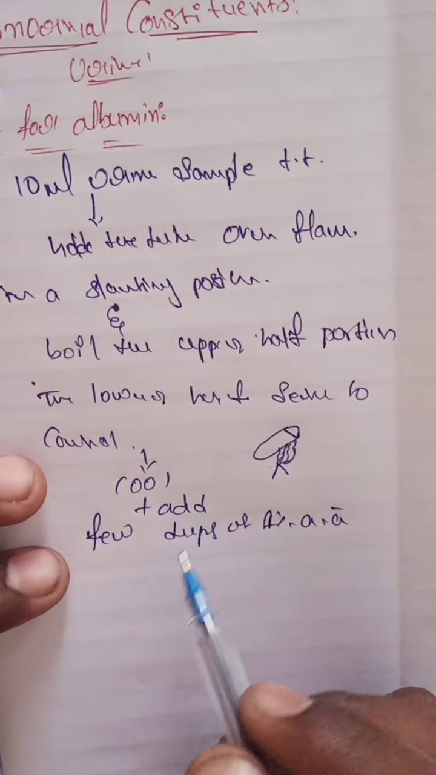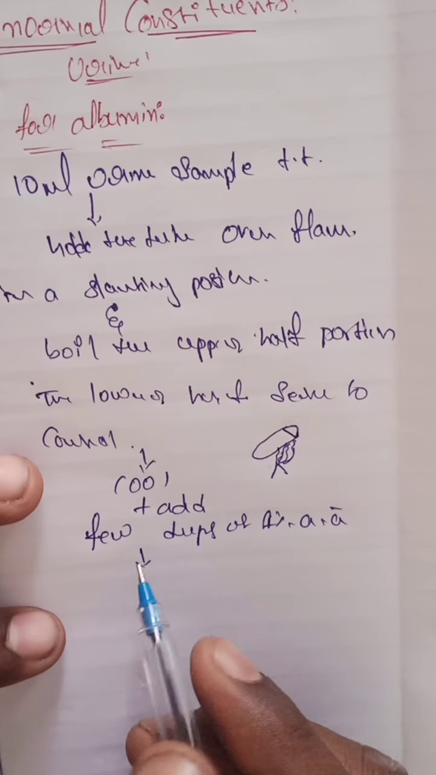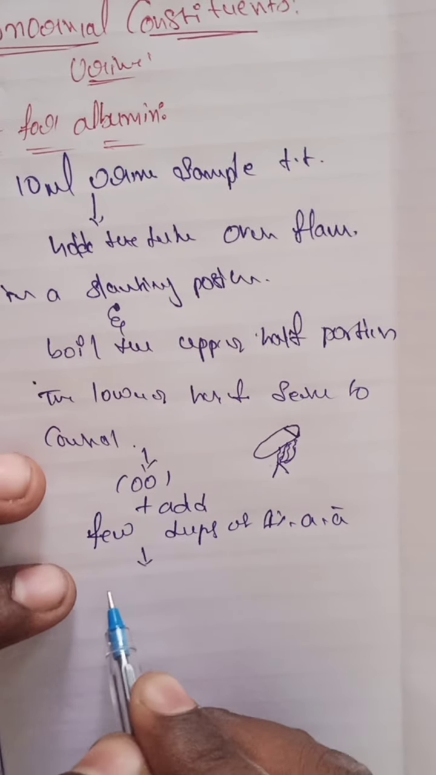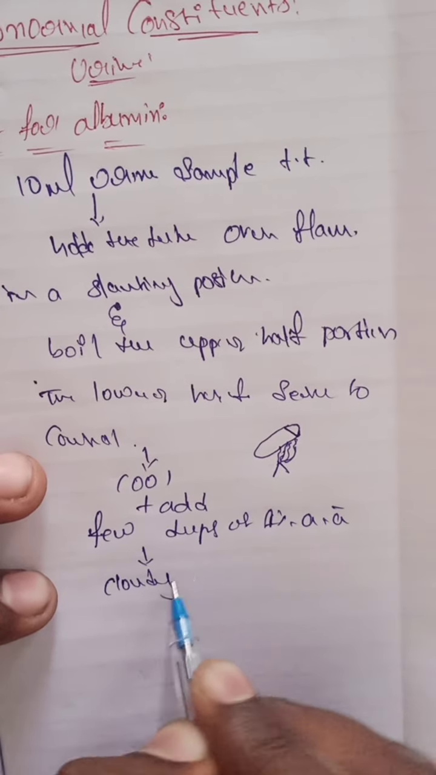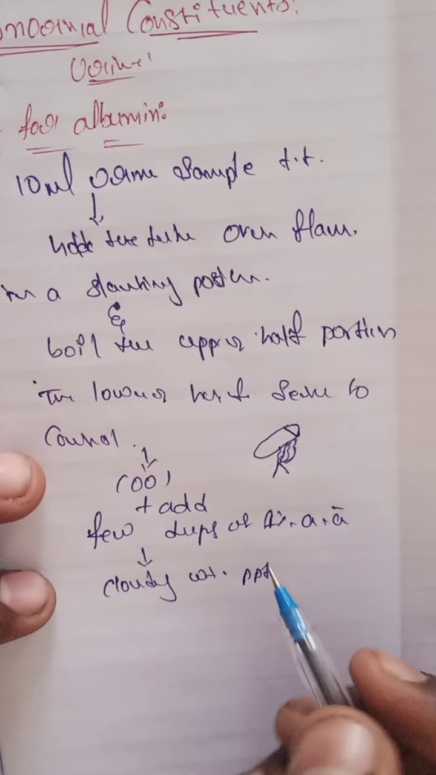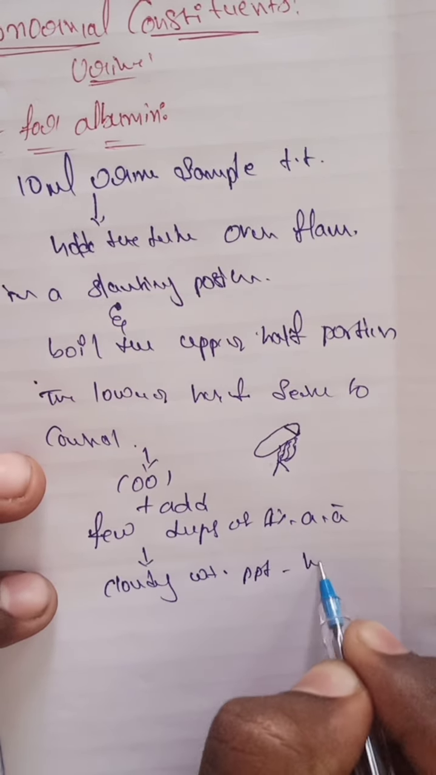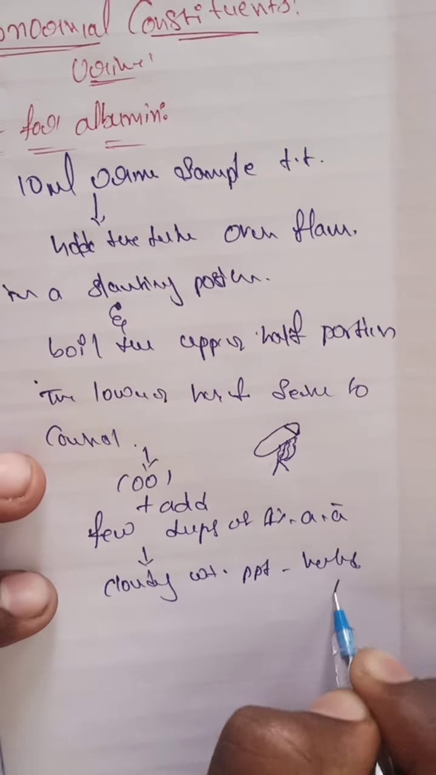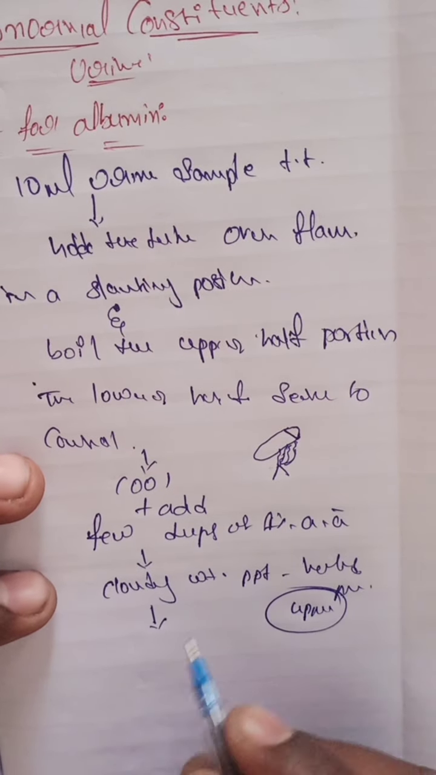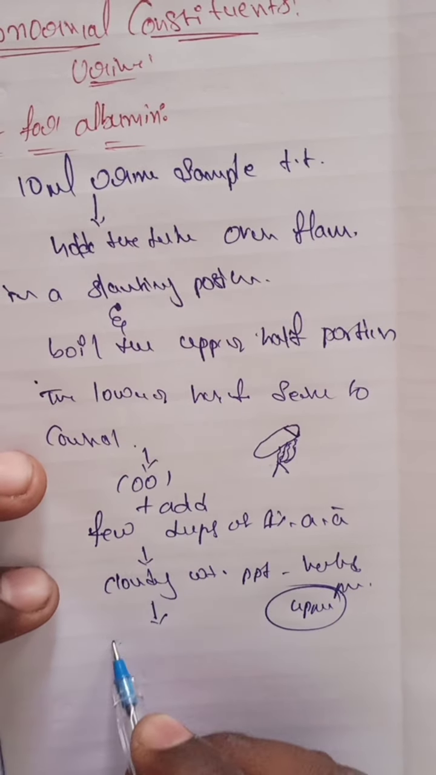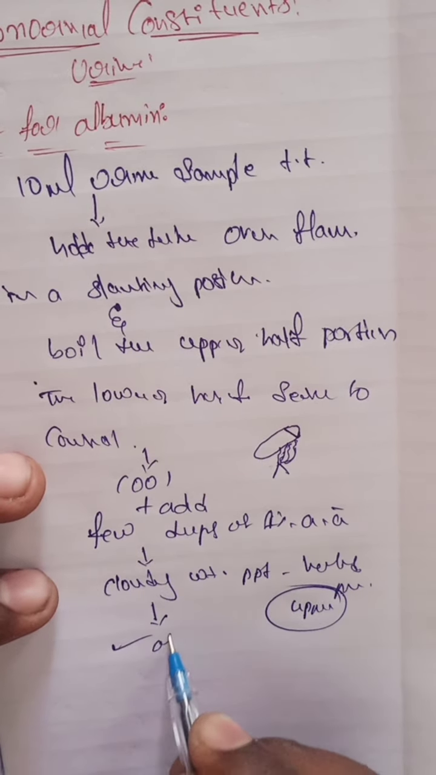After adding a few drops of acetic acid, it finally produces a cloudy white precipitate observed in the heated portion. Heated portion means the upper part only. The cloudy precipitation indicates the presence of albumin in the given sample. This is how albumin is determined by this test.